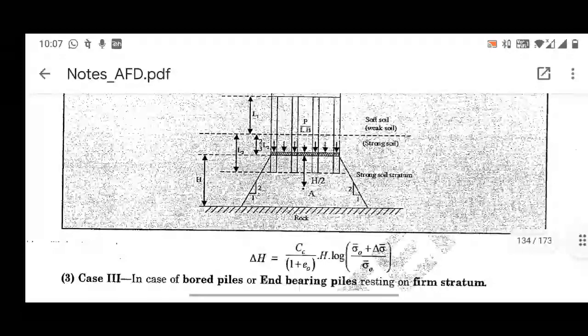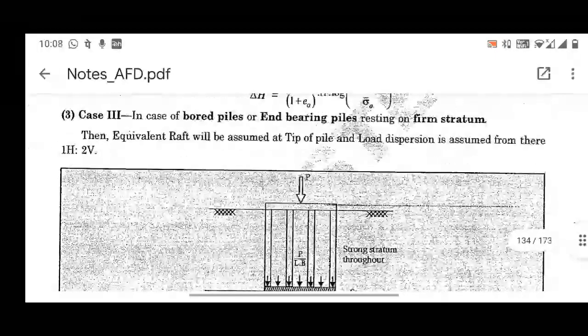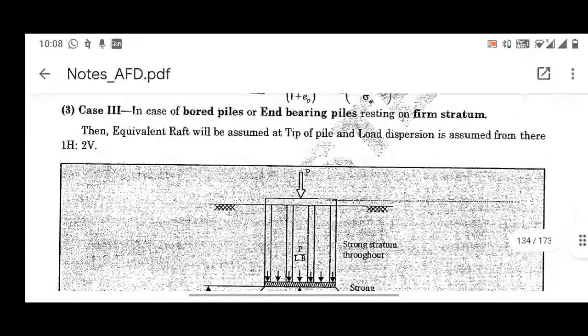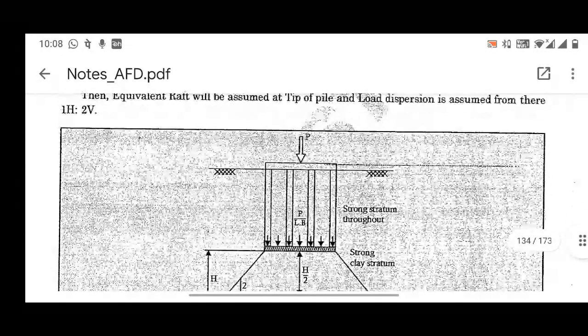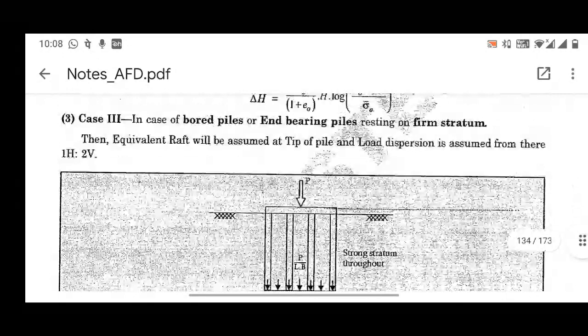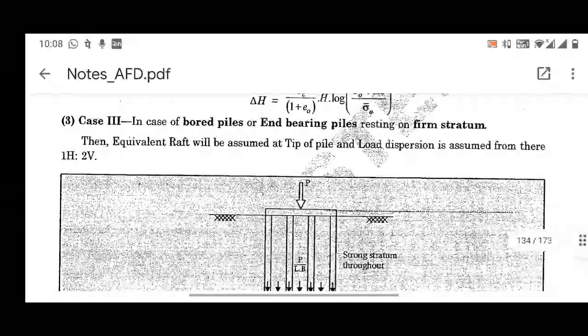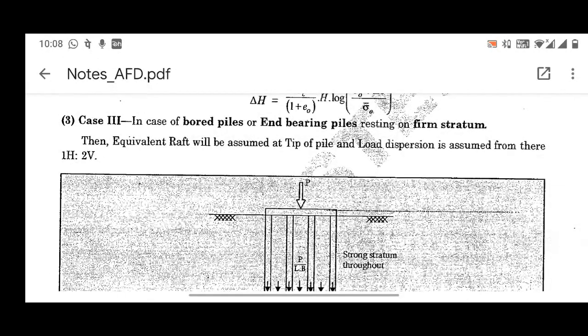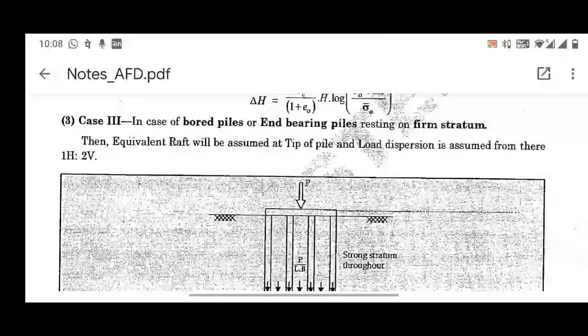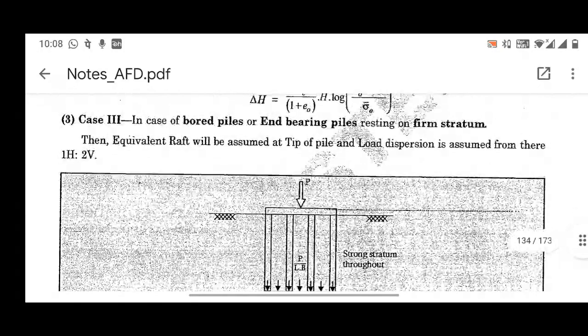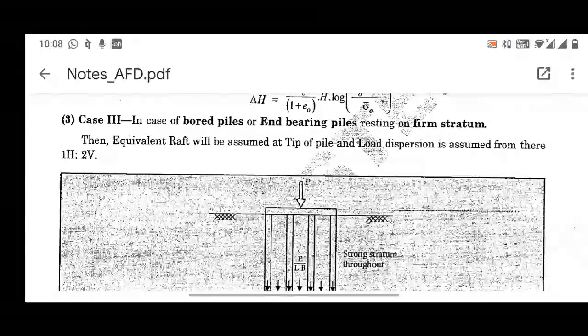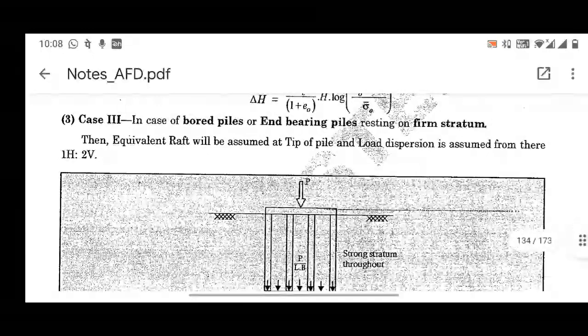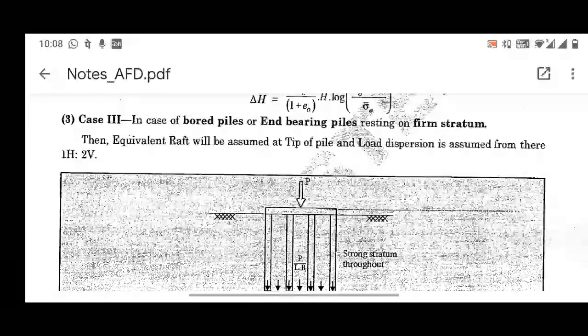Now another case is of bored piles or end bearing piles resting on a firm stratum. This is the case of bored piles, or we can call it an end bearing pile. They are resting on a firm stratum. Whenever I say a firm stratum, that means a suitable strong stratum is there. Now, these are end-bearing piles, not like a friction pile.